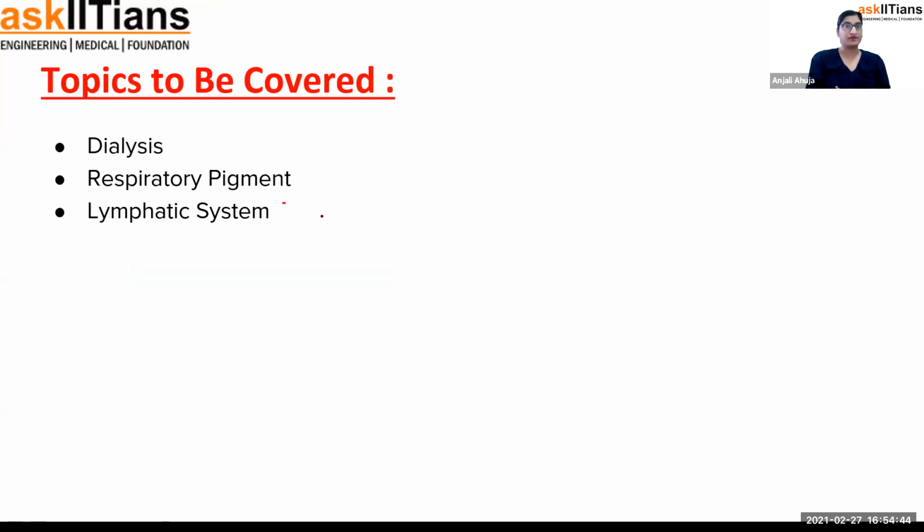So basically what we are going to cover in this part is dialysis, respiratory pigment and the lymphatic system. As I told you, the vascular system in the human body is of two types. One is the blood vascular system or blood circulatory system. Another is the lymphatic system. That's what we will be covering.